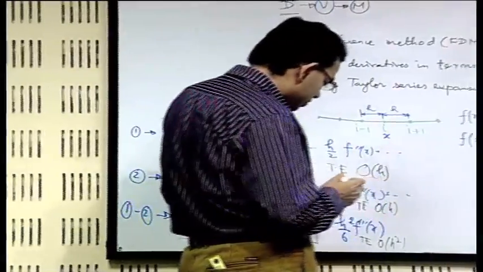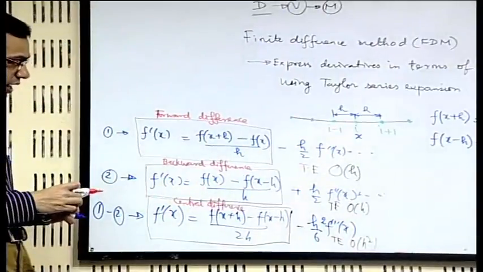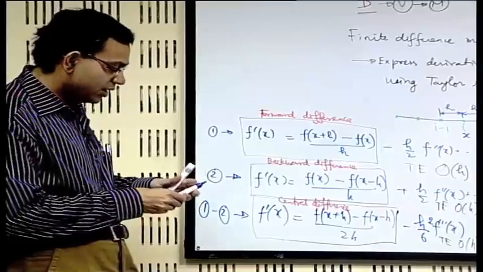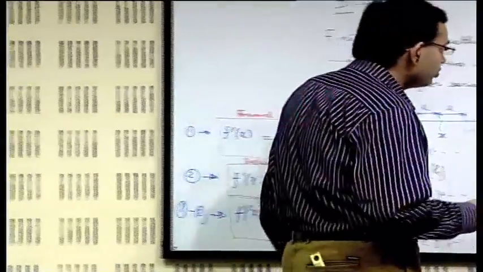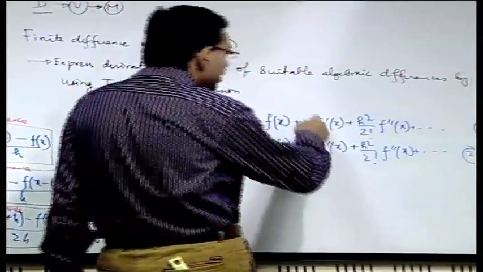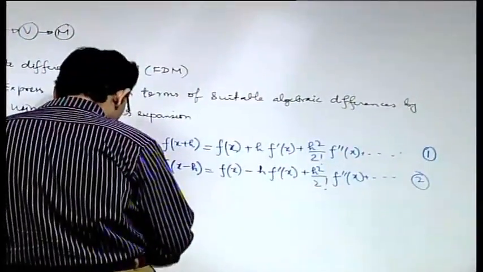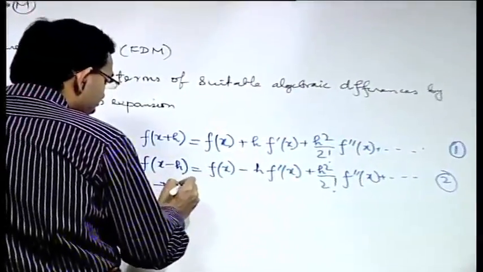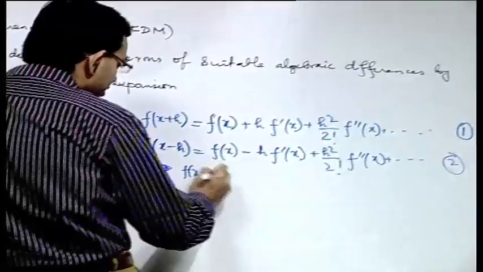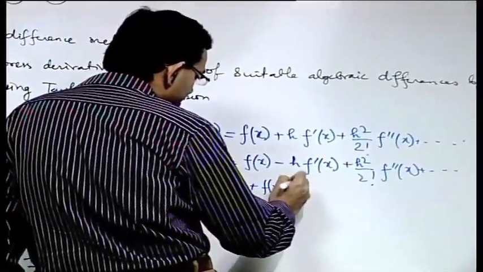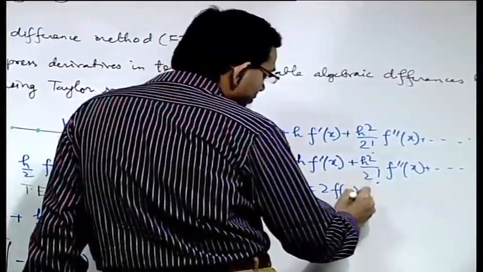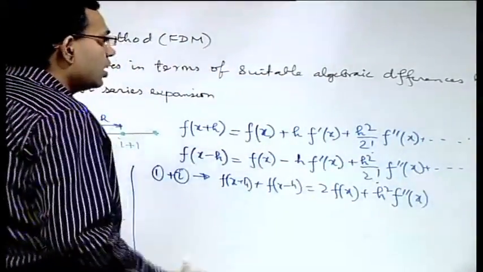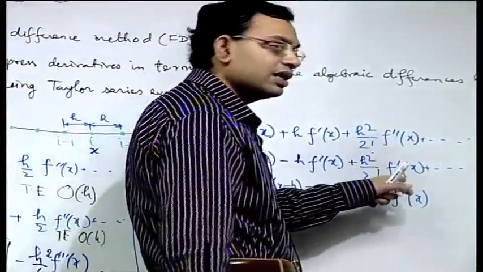Now, this is about the first order derivative. You can do similar things with the second order derivative. So, let us try to do that. Let us say we are interested in f double dash x. So, to get f double dash x, what we can do, we can add 1 and 2. So, if you add 1 and 2, you get f x plus h plus f x minus h is equal to 2 f x plus h square f double dash x, then h cube by factorial 3 term gets cancelled out.